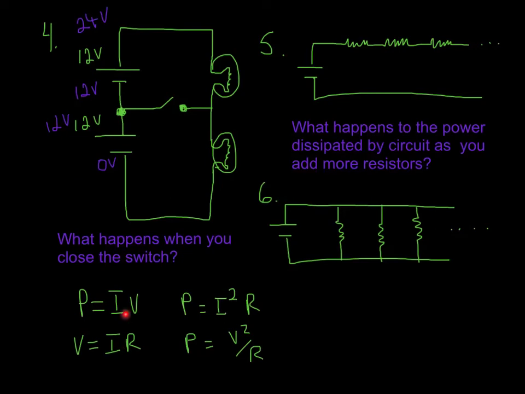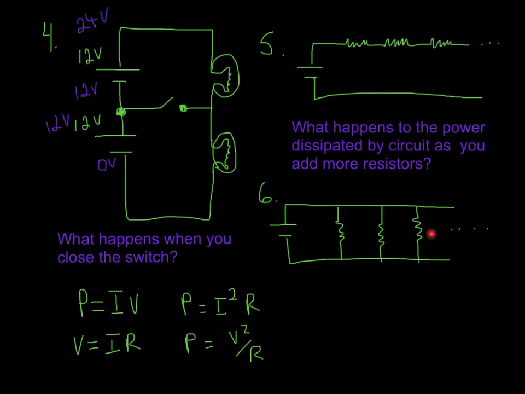I could solve for I, and that would be V over R, and that would give me V squared over R. I can solve for V, and you just plug the I, R in there, and you get I squared R. So these are two equivalent ways of writing power, and we have IV. So in 5, we have resistors being added in series, one after the other, and the question basically is what happens to the power dissipated as you keep adding them. We have our power equations over here. 6 is the same question, but what happens as we keep adding resistors in parallel?